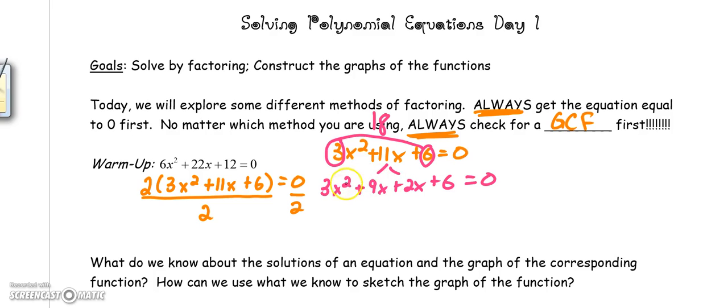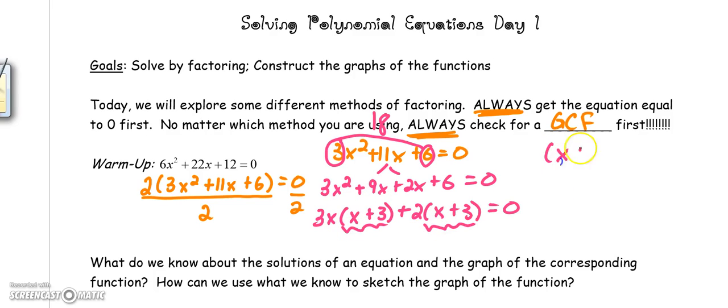Now I'm going to pull a GCF out of the first two terms. So that's a 3x. Then I'm left with x plus 3. The GCF from the second set of terms would be 2. So then I'm left with x plus 3. My two parentheses match, which means that I did it correctly. So I'm going to pull these guys out as a GCF. So x plus 3, and then the leftover is 3x plus 2, and that equals 0.